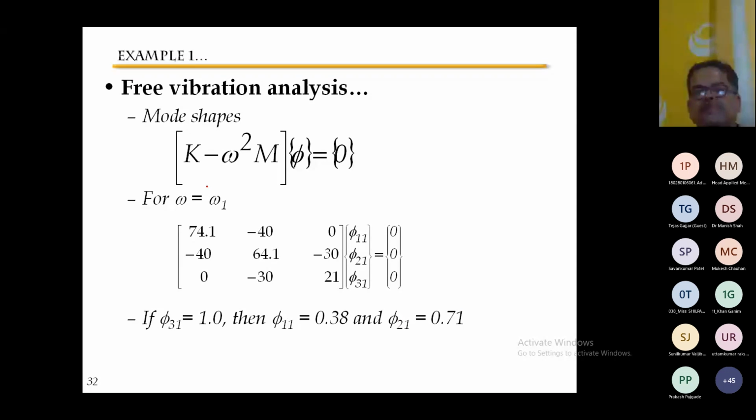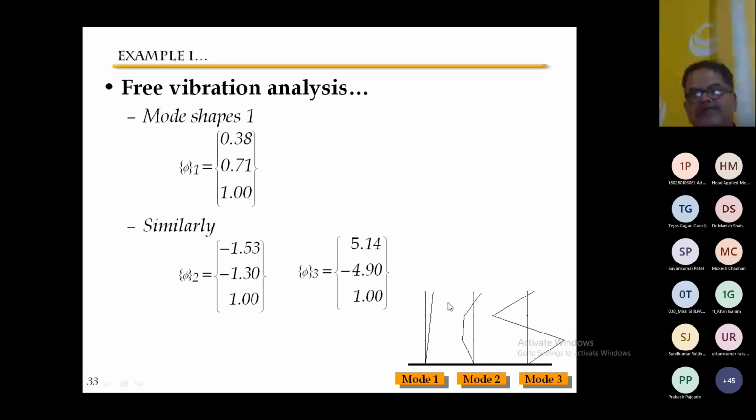It's k minus omega square m phi. Now this phi is nothing but a mode shape. We have to find out this mode shape corresponding to mode 1, 2, and 3, right? So these are the mode shapes we derive from this, and this is for mode 1, this is for mode 2, this is for mode 3, and when we plot, we get this type of mode shapes, right? So these are the fundamentals. We are just clearing them, right?